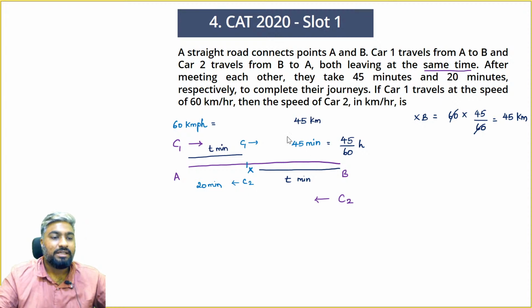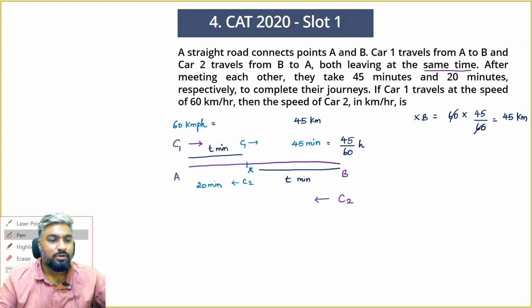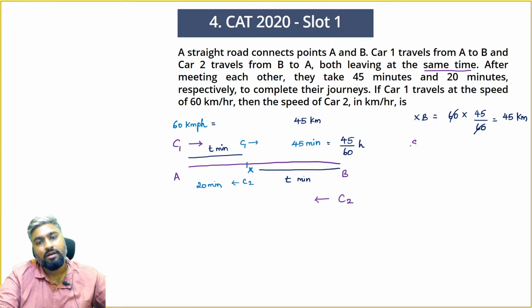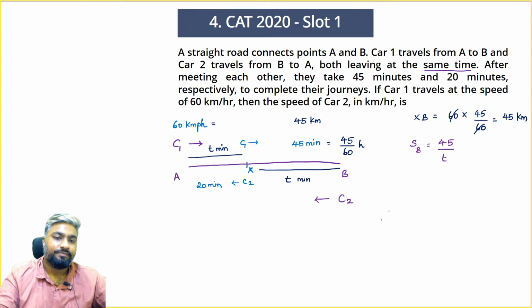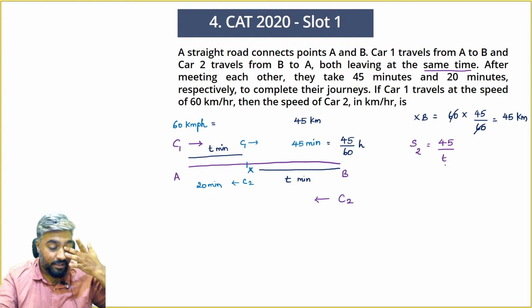Now this 45 kilometers, let's look at the speed of car 2. Speed of car 2 is the distance from X to B, which is 45 kilometers, by time, which is t, correct? S2 I'm using. Time taken by car 2 to reach X from B is t minutes. So the speed is 45 by t. Is this clear, everybody?